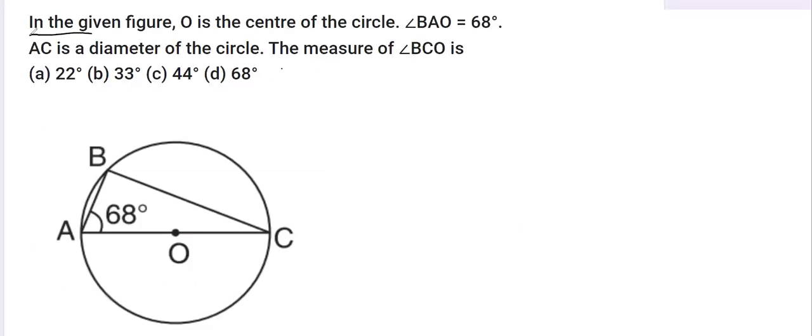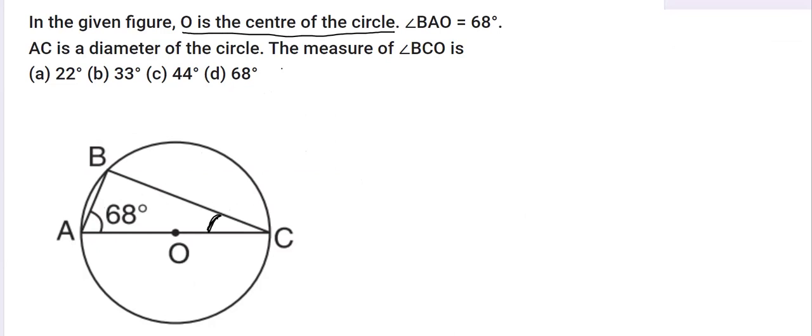In the next question, there is a figure given here with O being the center of the circle, and angle BAO is given as 68 degrees. This angle is 68 degrees, and AC is the diameter of the circle. We have to find the measure of angle BCO. That is, BCO is this angle.